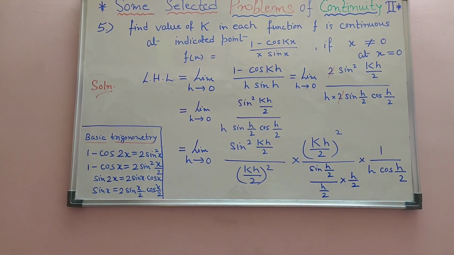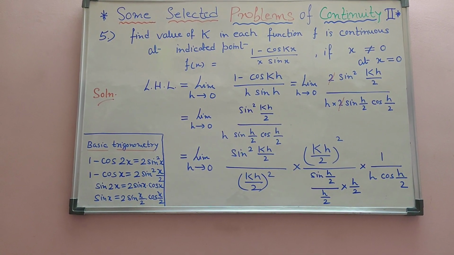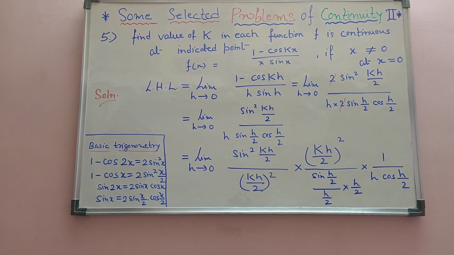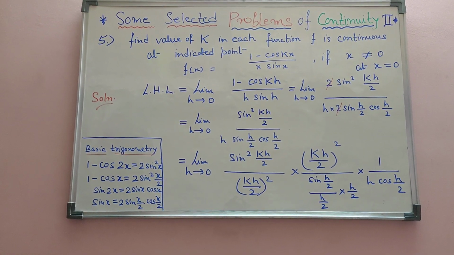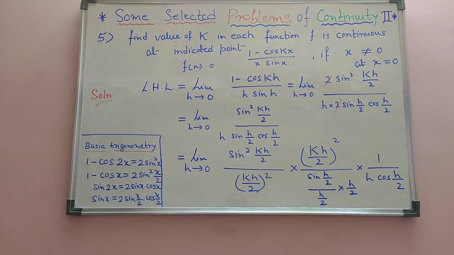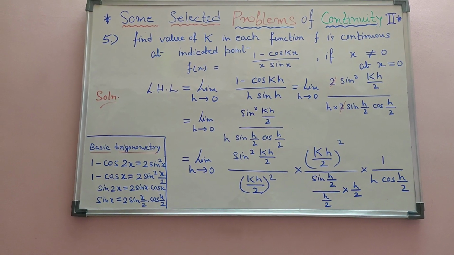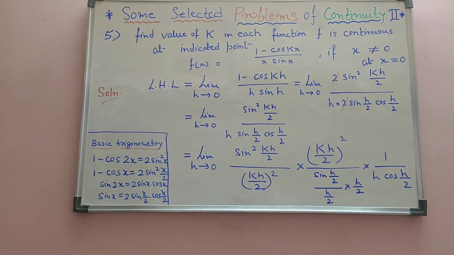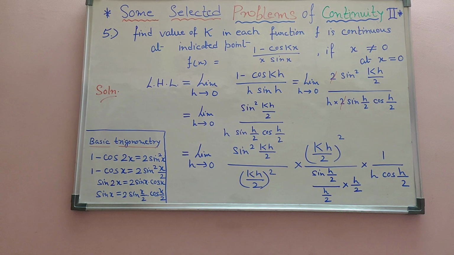And in place of sin h, we know sin 2x equals 2 sin x cos x, so sin x becomes 2 sin of x by 2 into cos of x by 2. So here sin h we can write as 2 sin h by 2 into cos h by 2. Now in the next step, the 2 and 2 in numerator and denominator cancel out. So the numerator is now sin square kh by 2, over h into sin h by 2 cos h by 2.